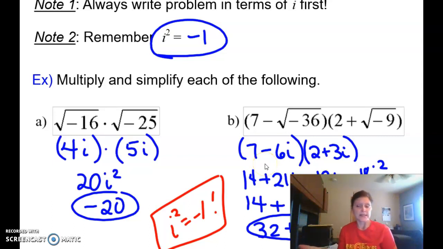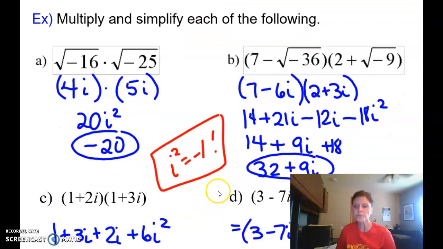It's more complex here. I'm going to do the normal FOILing. So distribute the 7 to both parts, distribute the -6i to both parts. And then I see I have some like terms in the middle that I can combine. I also notice here when I took that -6i times 3i, I ended up with an i squared. So I simplify that to a -1, which is how I got a plus 18. So I have one more step to combine some more like terms.